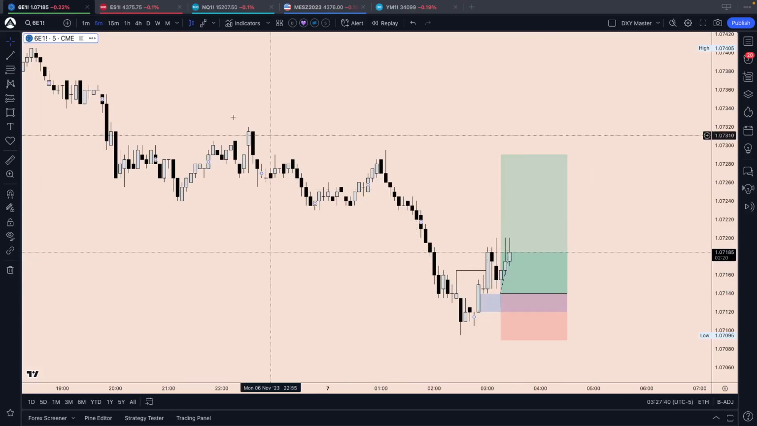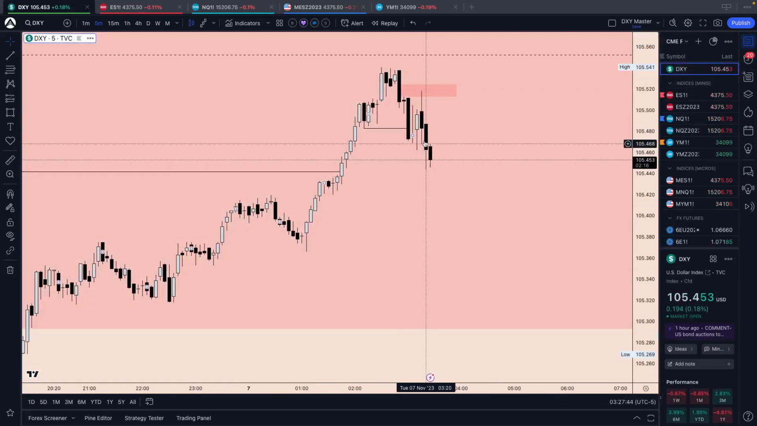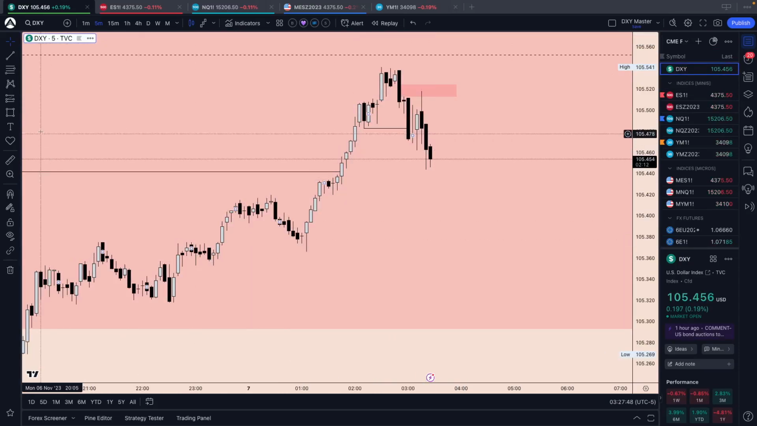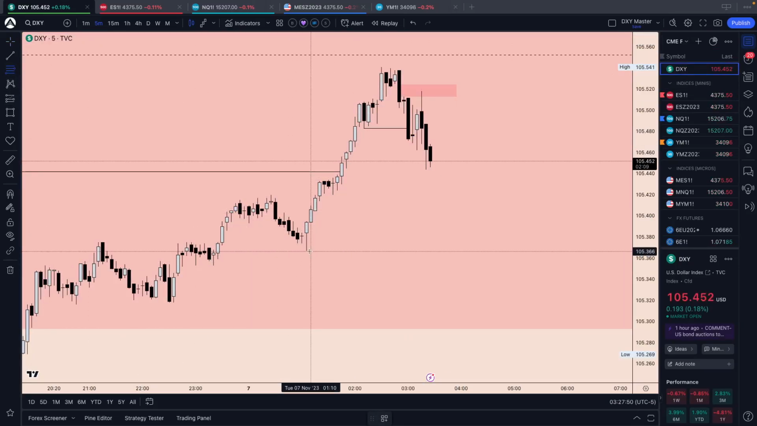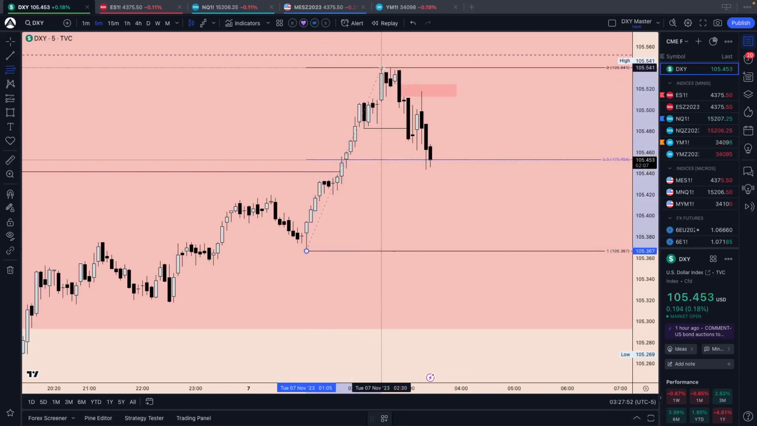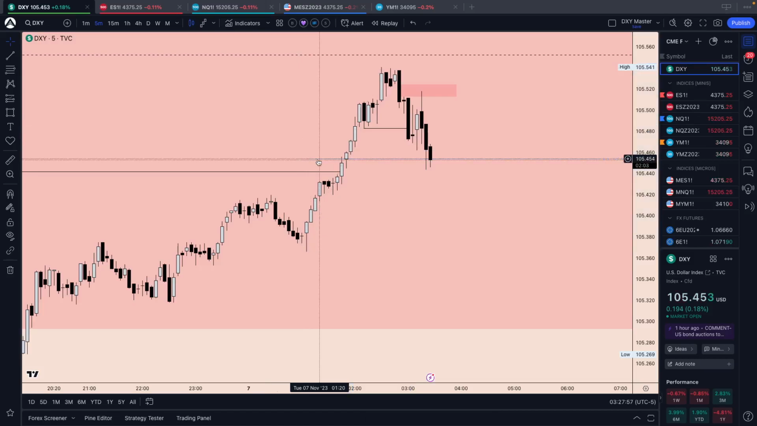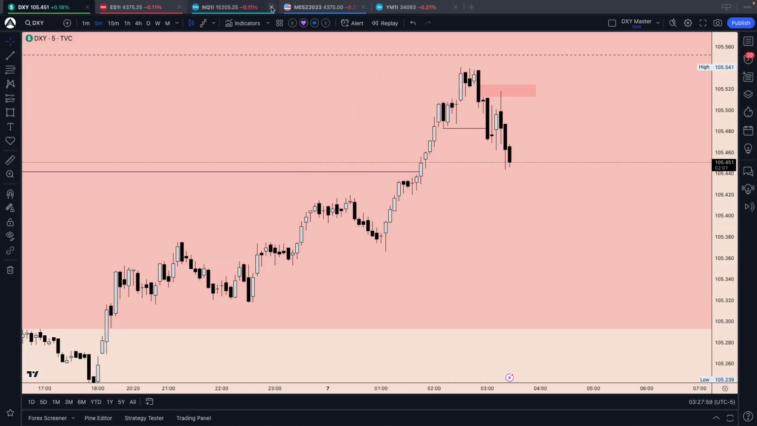Take a look at our Euro trade. Running, but still struggling to get past. Take a look at the DXY again. While the DXY is moving lower, our most recent price leg measured from the low to the high just hit the 50% there. Yeah, we'll keep an eye on that.